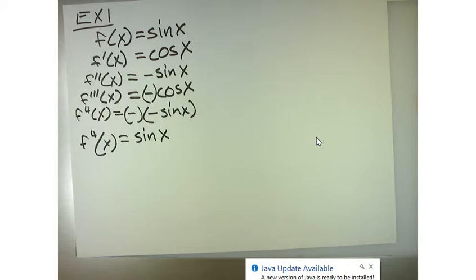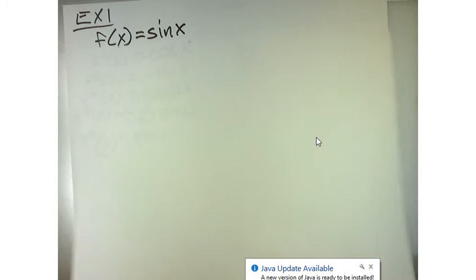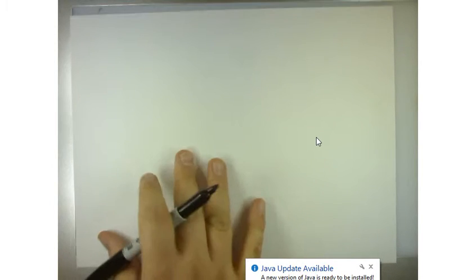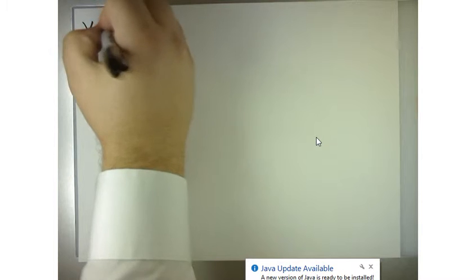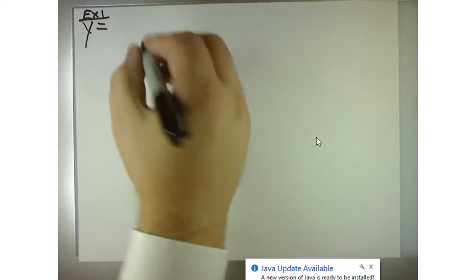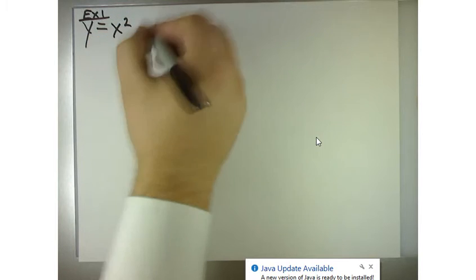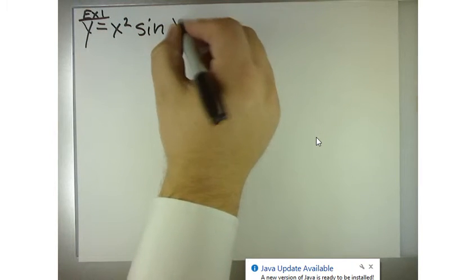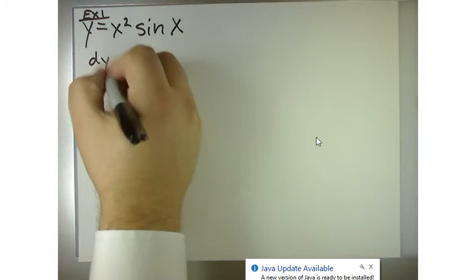So, for example number 1, they've given us a function. I'm going to slide this over here to the side, and we'll come back to it in a second. For example number 1, they've given us the function y is equal to x squared sine of x, and they want to know what dy dx is.